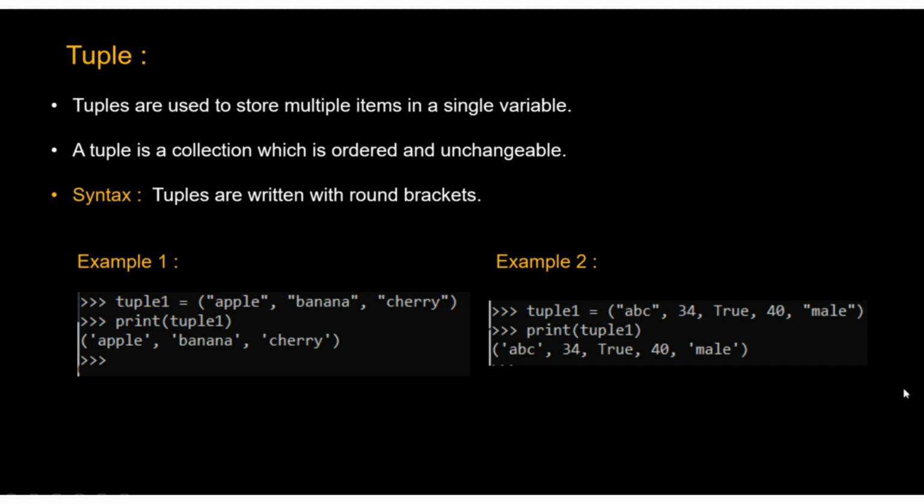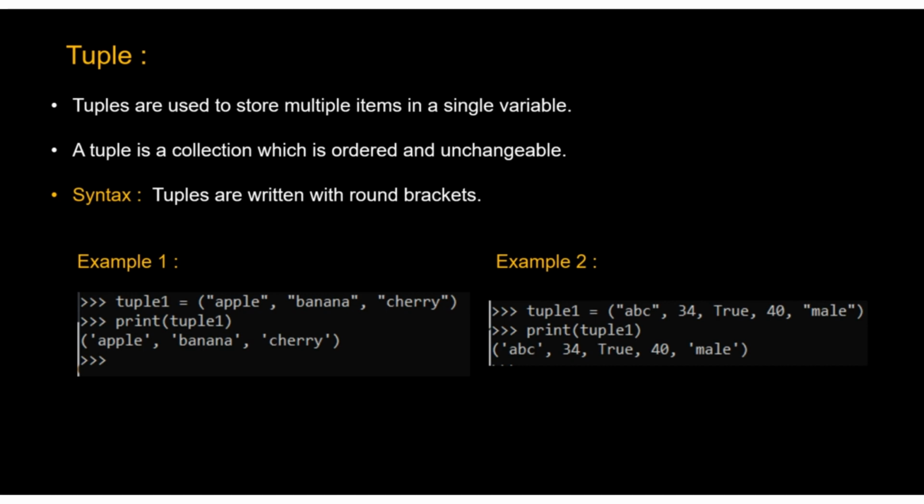The next data type is tuple. Tuples are used to store multiple items in a single variable. A tuple is a collection which is ordered and unchangeable. As per syntax, tuples are written with round brackets. In the first example, we are assigning values with the same data type to a variable. In the second example, we are collecting values with different data types and assigning them to a variable.